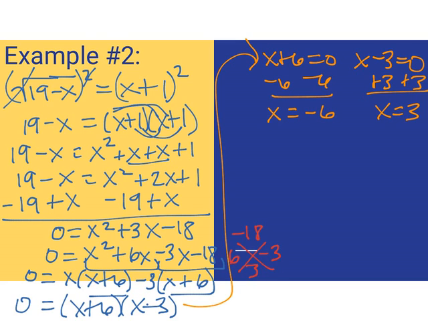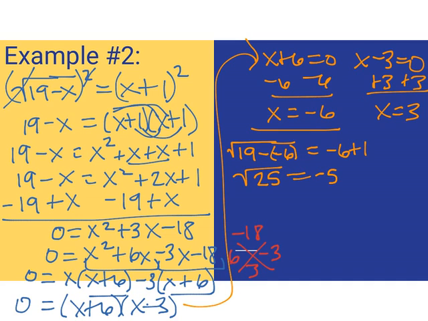So I'm going to plug in this negative 6 first. So if I plug in negative 6 back into our original equation, I have 19 minus a negative 6, and then equals a negative 6 plus 1. So 19, negative times a negative is a positive, so I'm now adding 19, 19 plus 6, so we get the square root of 25. Negative 6 plus 1 is a negative 5, so I'm going to take the square root of 25, and I get 5 equaling a negative 5.